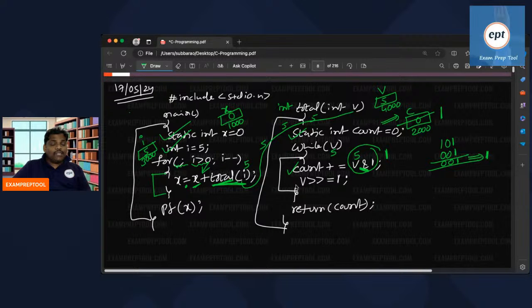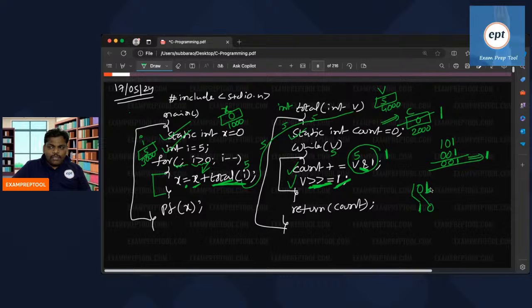Now see the interesting part. v greater than or equal to 1, this is called the right shift operation. Please see this one. v value is 101. You have to do right shift 1 time. When you do right shift 1 time, all the bits move one place to the right. So this one goes to here.